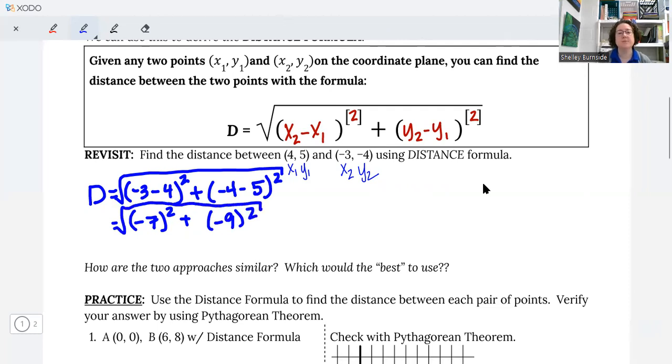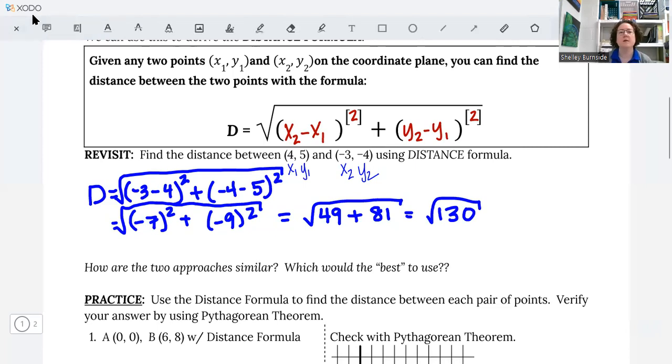And so let's go ahead and simplify that. -7 squared, if we were to plug that into the calculator, we are indeed going to get 49. -9 squared, or -9 times -9, is going to give us 81. And then we need to add that together. And wait a second, these are the same values we had before. We still get square root of 130, just like we had in our original problem.